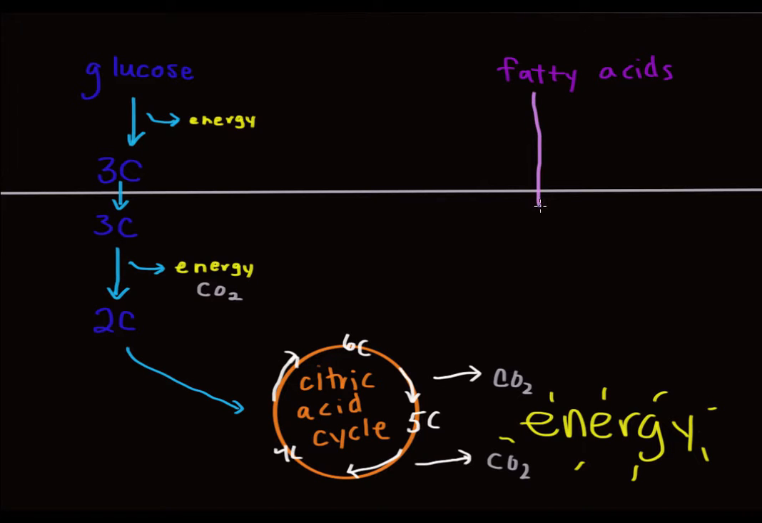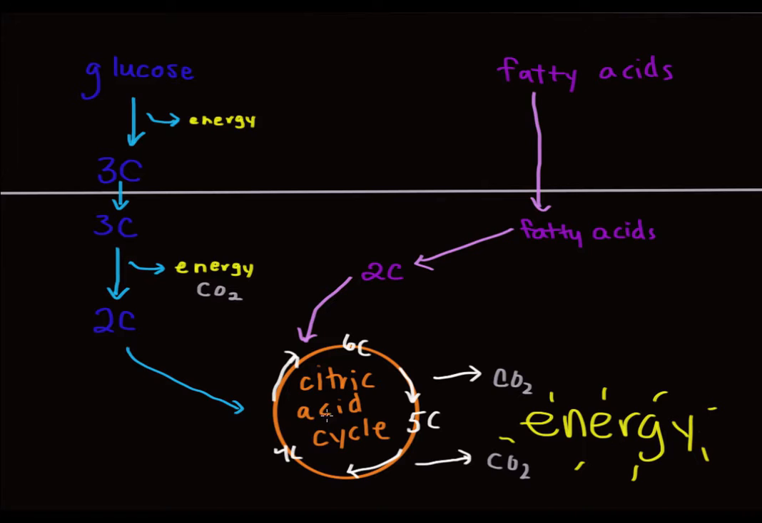Fatty acids don't need any work done before they get transferred into the mitochondria. They come into the mitochondria as is. Once they're in the mitochondria, fatty acids are essentially just a long chain of carbons. What we do with that long chain is break it up into a bunch of 2-carbon pieces, in fact, the same 2-carbon pieces that we had from breaking down glucose. These 2 carbons can then be fed into the same citric acid cycle.